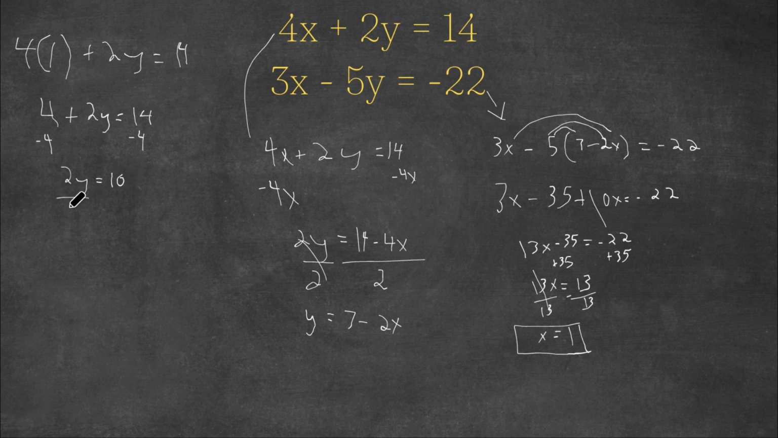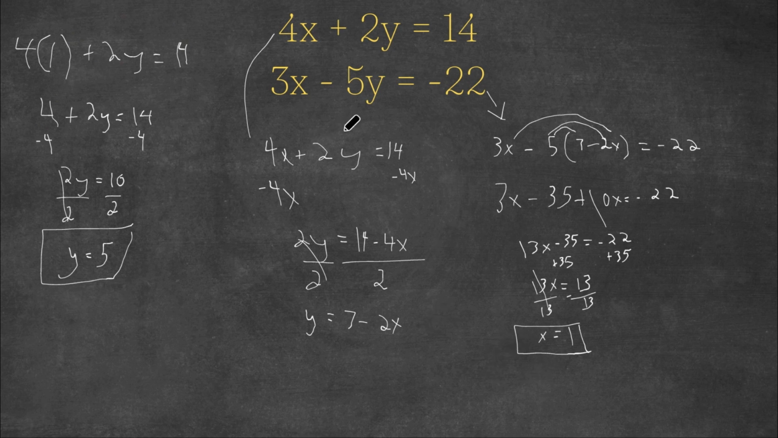And now we're going to divide by 2 on both sides. These two cancel out, so we get y equals 10 divided by 2 is 5. So now, as you can see, we've solved for both x and y.